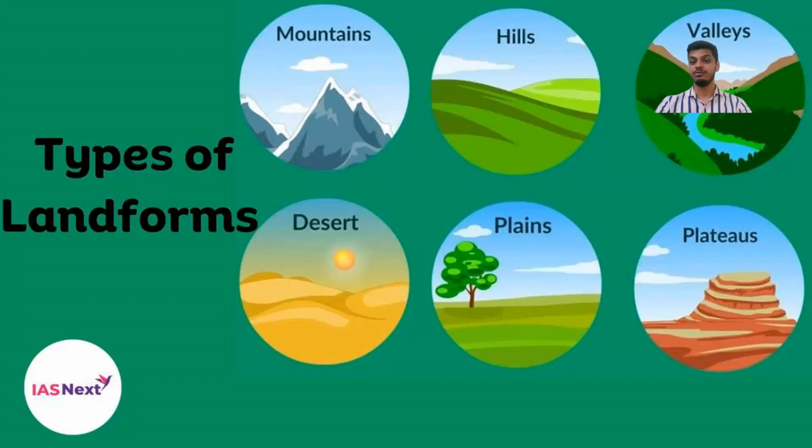And the next is plateaus. What are plateaus? Plateaus are also called a high plain or a tableland. It is in the shape of a table, elevated from the sides and flat from the top. This is known as plateaus.